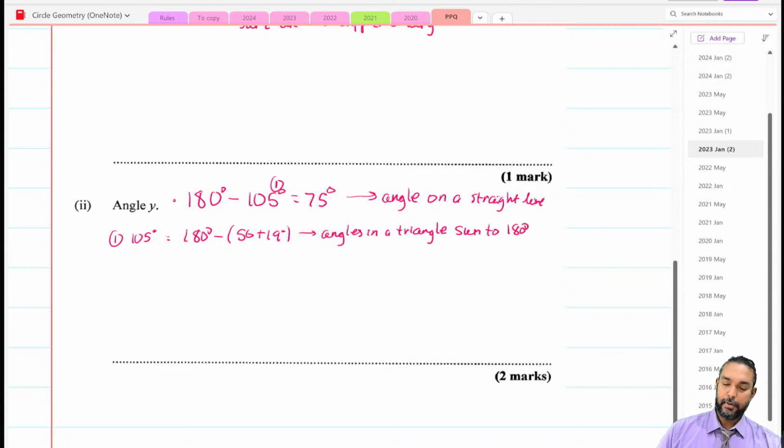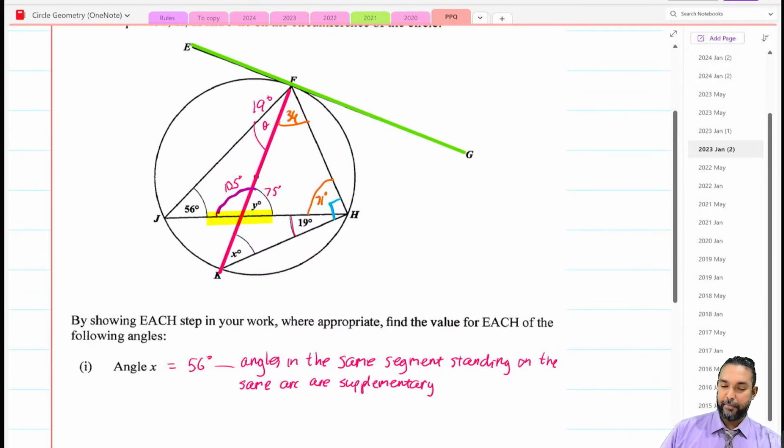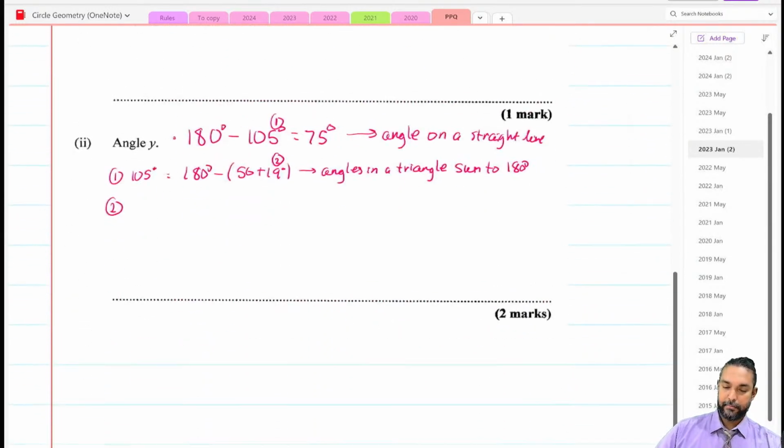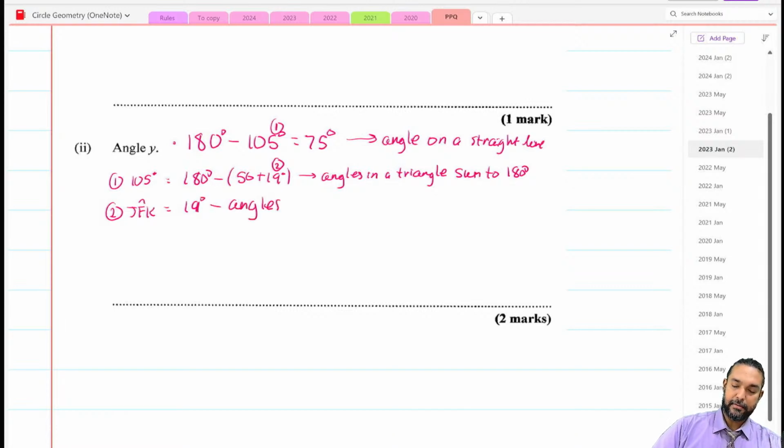Okay, cool. Right, and then we could put a little 2 here by the 19. Right? But that was angle JFK is 19. So JFK is equal to 19. And that was because angles in the same segment standing on the same arc.